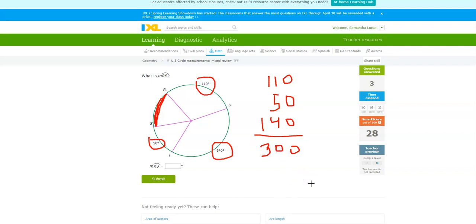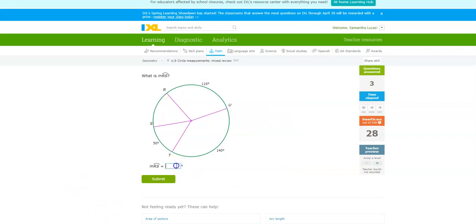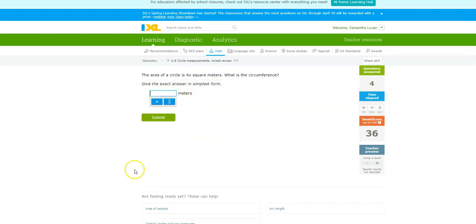It adds up to 300. All right, so I know that if I subtract 300 from 360, that's a pretty simple subtraction problem. 360 minus 300 gives me 60 degrees. So that missing piece is 60 degrees.